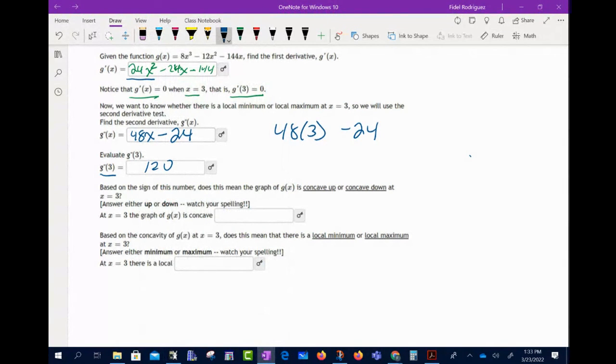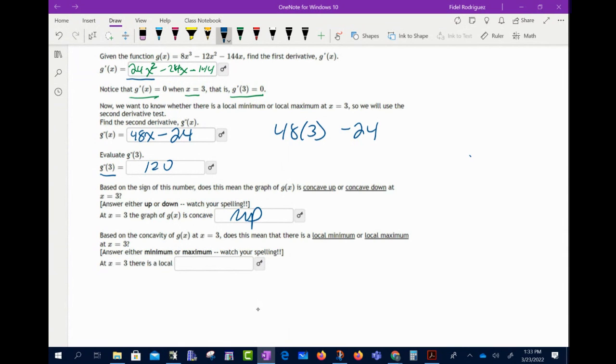Okay, look at the second derivative. If the second derivative was positive, would my graph be concave up or concave down? Concave up, right? If my second derivative is positive, my graph is concave up. If my second derivative is negative, y'all, my graph is concave down.